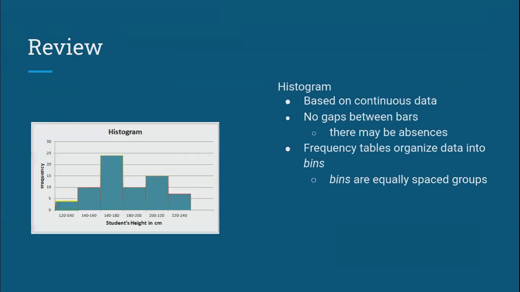And then we talked about a histogram. A histogram is based on continuous data. So as a result, there are no gaps between the bars. Now, there may be absences, but there are no gaps. And the data is organized in a frequency table that is divided into bins. And the bins are just equally spaced groups.